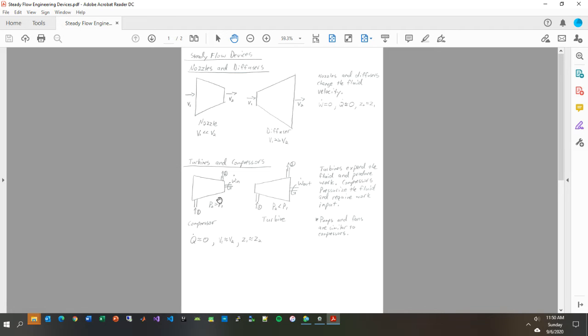Then you have turbines and compressors, which are a way of extracting work from or inputting work into a fluid. A compressor does exactly what it says it does: it pressurizes the fluid. It inputs work, takes a fluid at a low pressure, and produces a fluid at a high pressure. A turbine does the opposite. It takes fluid at a high pressure, expels it at a low pressure, and in the process extracts a certain amount of work.